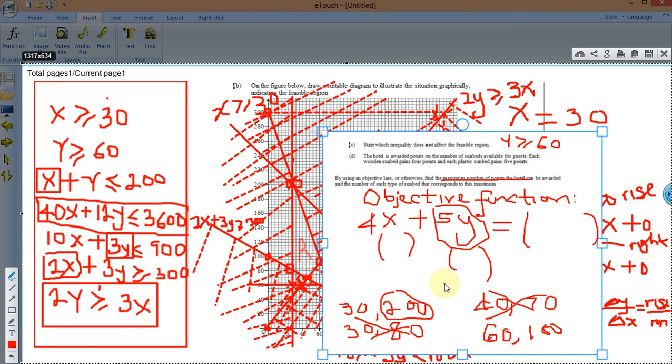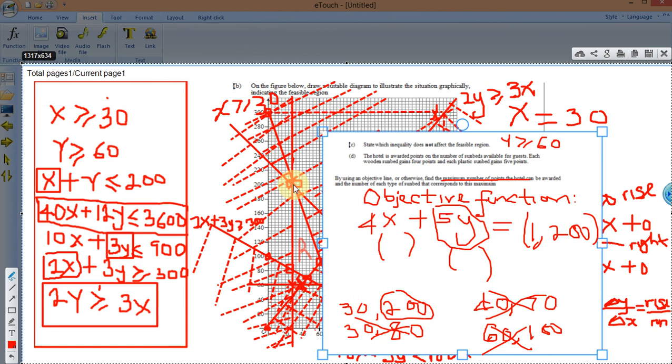So 200 times 5 will give me 1000, and then 4 times 30 is 120, so I'm going to have 1120 if I use that. But if I use this other one, I'm going to have 500 plus 240, which is lower, so it's out of the show too. So the one that gives us the maximum is this point (30, 200). That's the point that gives us the maximum.